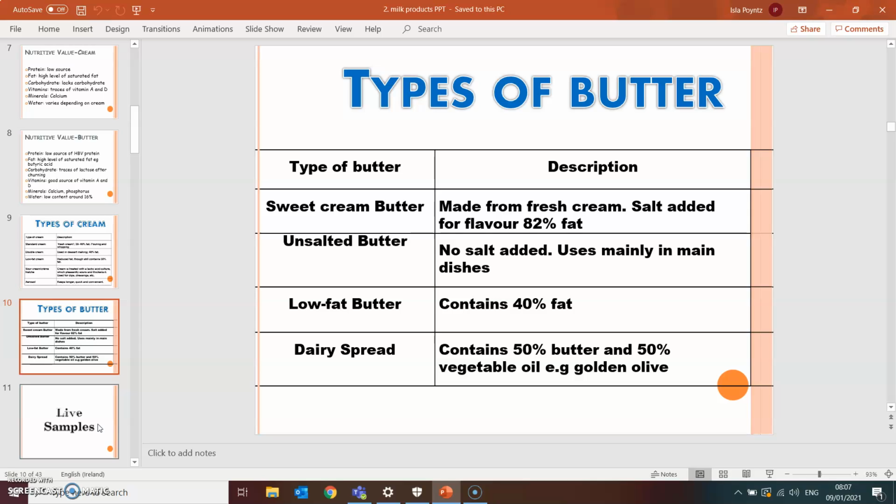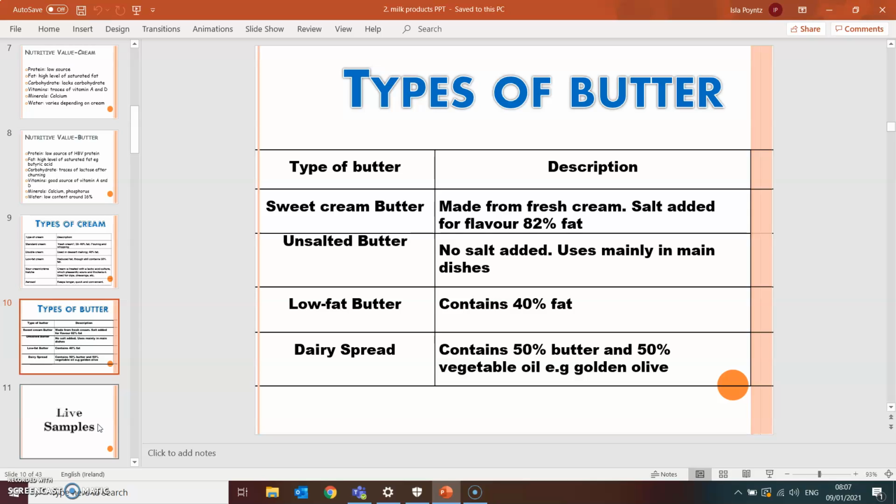Now, I'm not talking about Flora spreads here. I'm not talking about Dairy Gold or any of those. I'm talking about good hard butter block, okay? So Kerrygold or one of those brands.